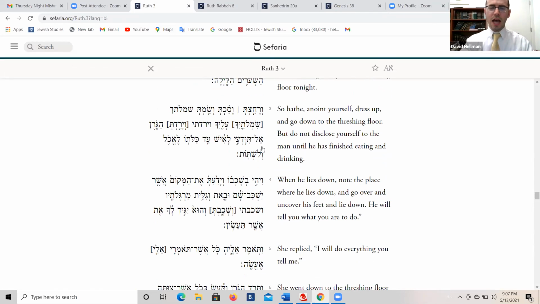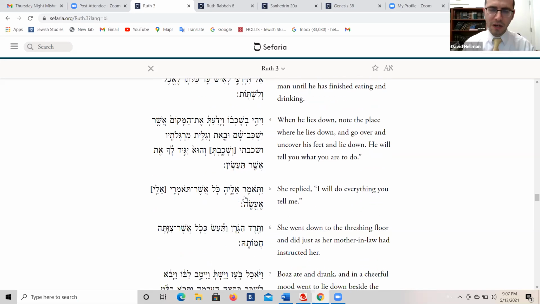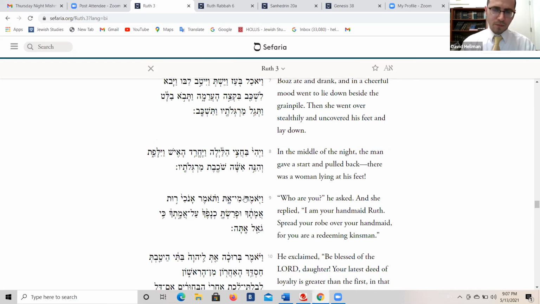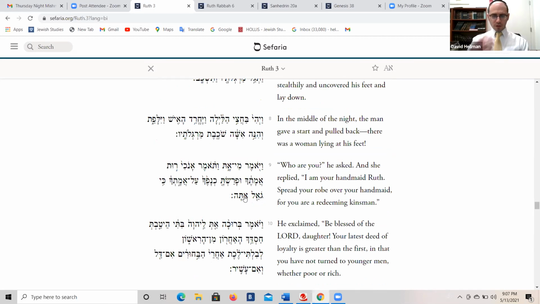Naomi had instructed Ruth, al tivadi laish. Do not let yourself be known to the man, to be, on some level, like the daughters of Lot and Tamar, who were not known. Their identities were hidden. And of course, when Boaz realizes what's going on, there's a stress on his wanting to know who this woman is. Who are you? What is your identity? What is your name?